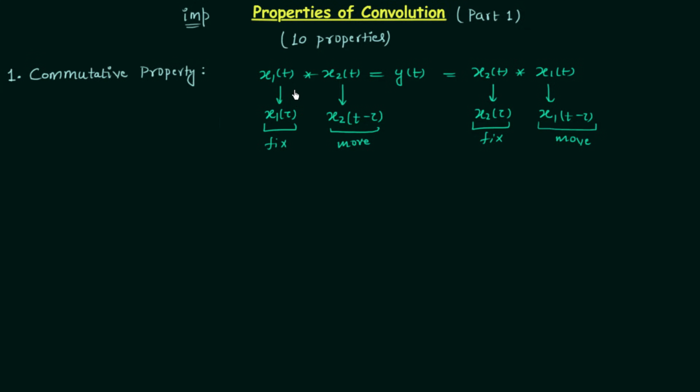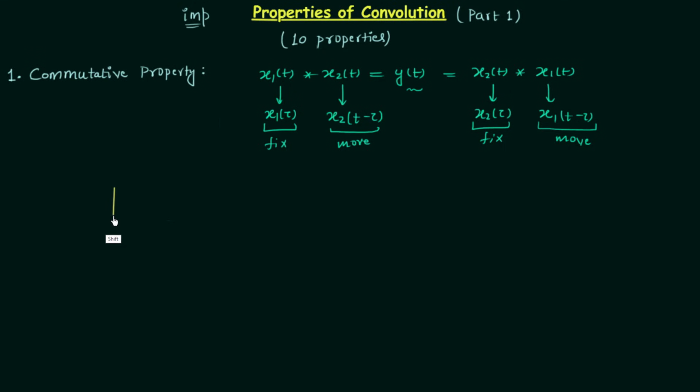Here we have x1(t) convoluted with x2(t). Here we have x2(t) convoluted with x1(t). So the position or the movement of the signal during the convolution does not matter. You will get the same signal. But it is important for us to understand the commutative property from the system's point of view.